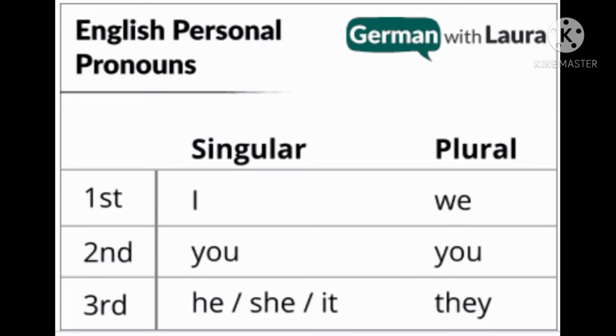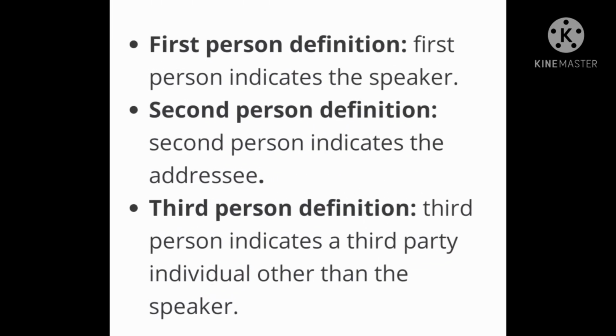Let's understand what is a first person, second person, and third person, what are the singular and plural forms, and when do we need to use them. First person indicates the speaker. So when I am speaking something, I becomes the first person. So the first person singular form is I. But when we all together are speaking, then we becomes the first person plural. Second person indicates the addressee. The third person indicates a third party individual other than the speaker.